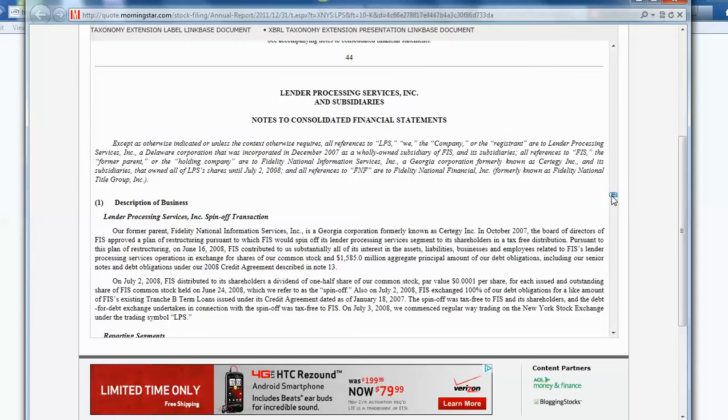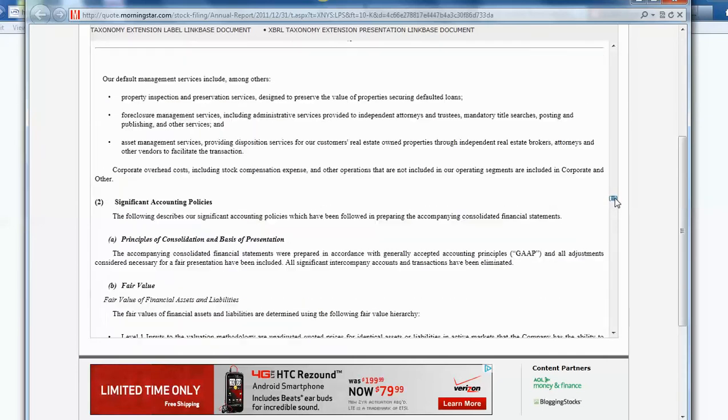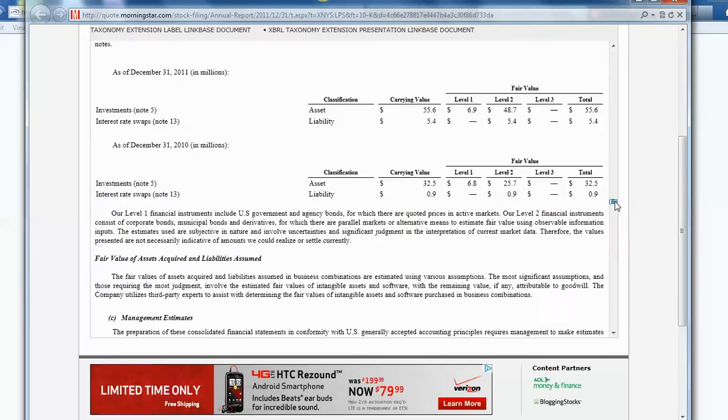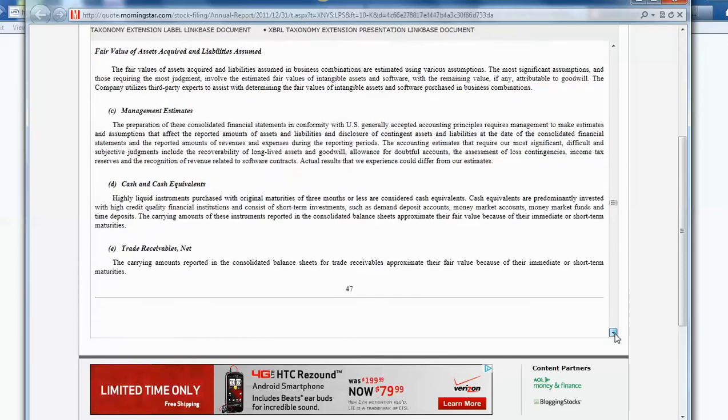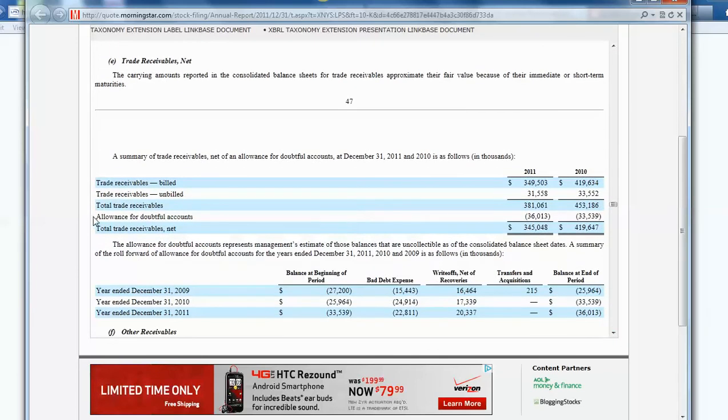And then we get into the notes. So this is where it gives us all the detail that supports the financial statements. Things like the allowance for doubtful accounts. Let's see if I can find it for you here. So you'll have to scroll through here to get a lot of this information. All right, trade receivables. The carrying amounts are reported at fair value. And if we scroll down, we'll find the allowance for doubtful accounts. So that'll tell you how much the allowance for doubtful accounts were. And here's some more detailed information about that allowance.